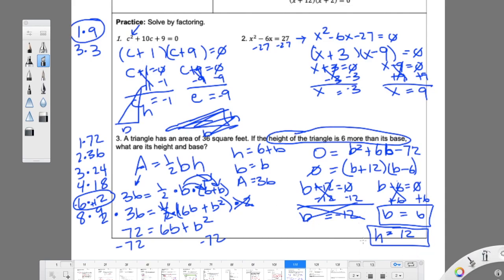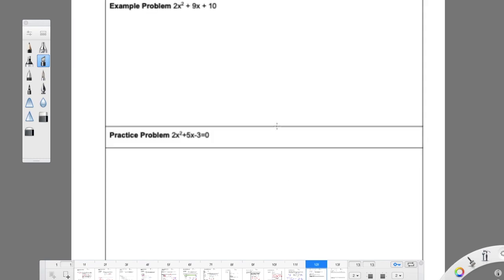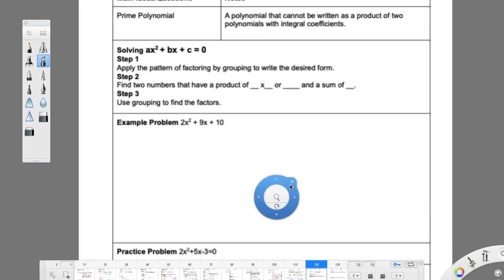So I believe, is that all for section 6? Or do we go to the second page here? Nope, that's section 7. All right, that is all for section 6. I will see you in section 7.